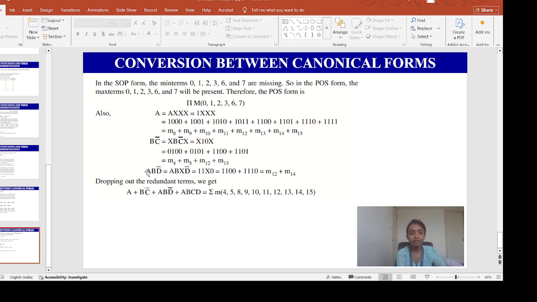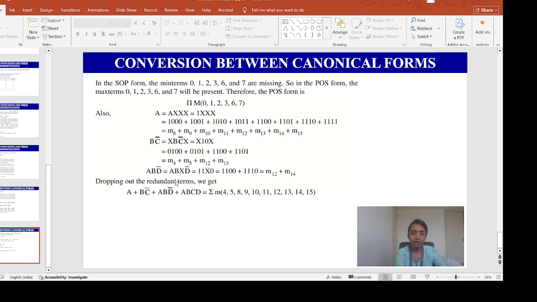So the third term is ABD bar. Only C is missing, so we will put cross in the place of C. So this X can be either 1 or 0. AB is 1 and D is 0. So 1, 1, X, 0, we have to identify how many combinations are possible starting from 0 to 15 with this 1, 1, X, 0. And X can be 0 and 1, so these 2 combinations are only possible. This 1, 1, 0, 0 is 12 and 1, 1, 1, 0 is 14.